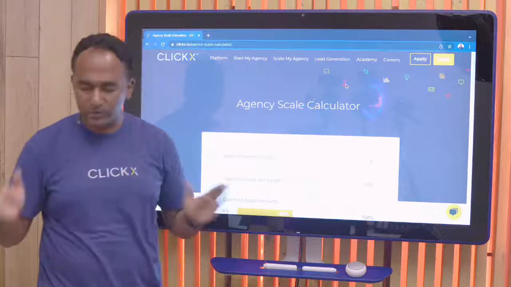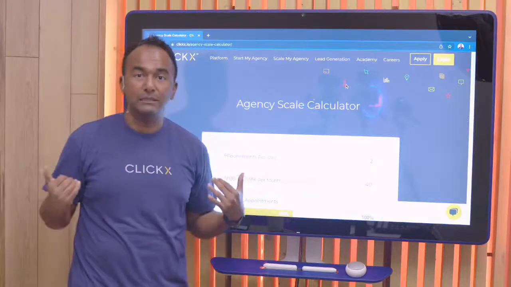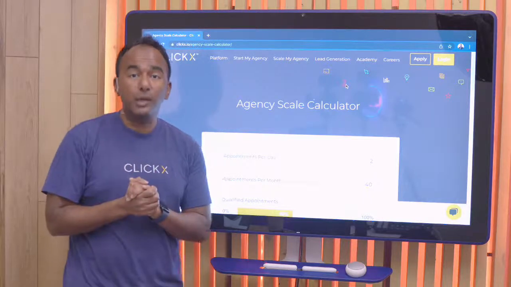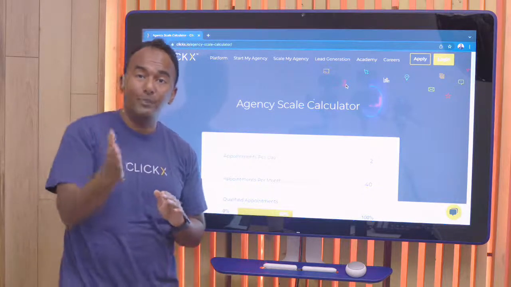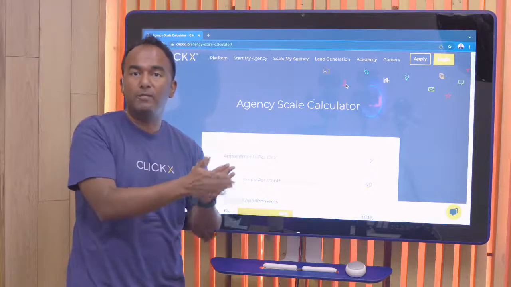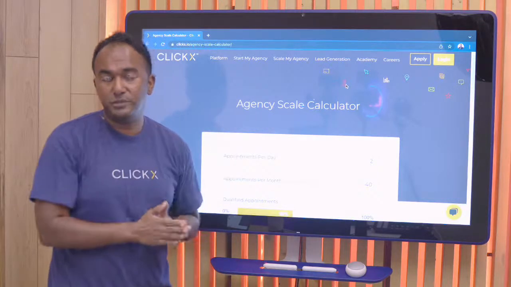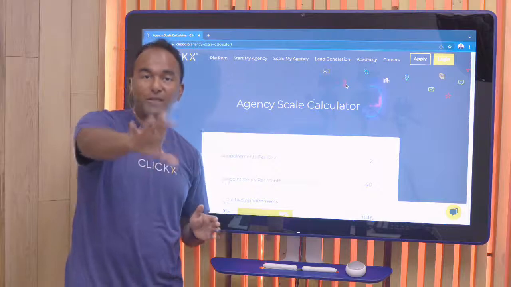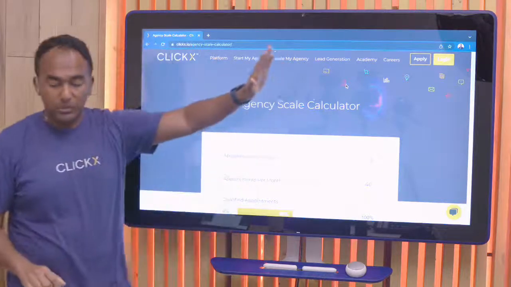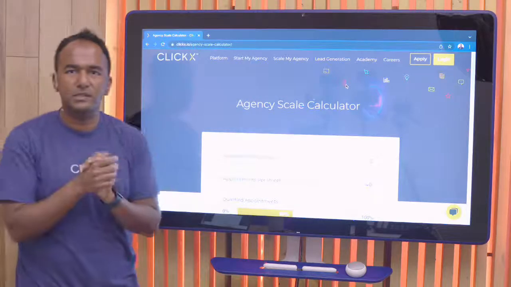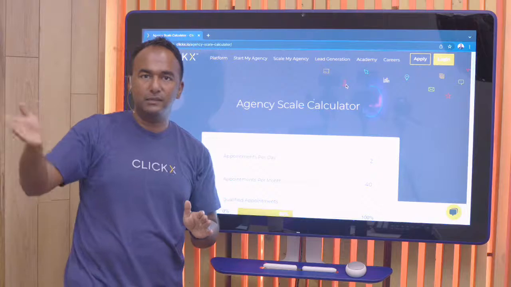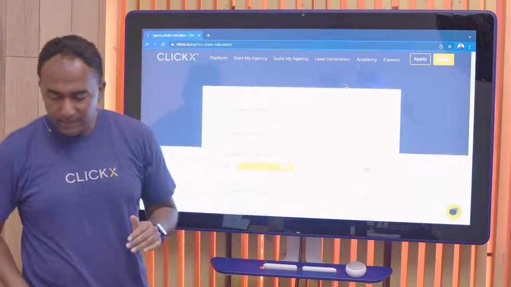That's what I've been taught to lead. It's purely numbers. So this scale calculator was built when I was working with agency owners just like yourself. They were struggling, and I needed to really backtrack. Where is the drop-off? How do we fix that in your sales funnel so that you can make not just 5, 10, 15, hopefully way more than that? I'll put this in the description so you can have a link to this page. It's clickx.io/agency-scale-calculator.